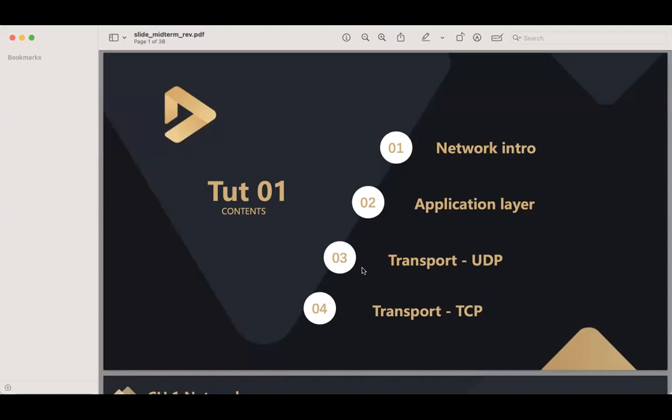Okay, today we are trying to cover all the content we have learned, and I will try to mention which part is very important according to our slides. Let's get started. So we have 3 chapters. First one is networking. The second one is the application layer. Third one is UDP and TCP.